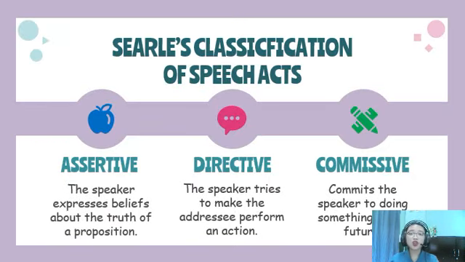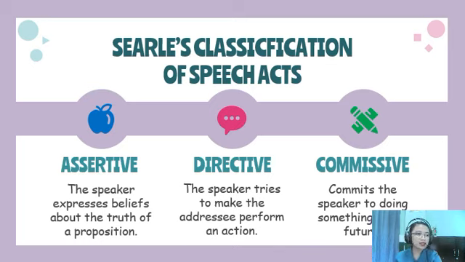John Searle has a classification of speech acts, centered specifically on the illocutionary act only. This five-part classification of speech acts was put forward by John Searle. The five illocutionary act types are assertive, directive, commissive, expressive, and declaration.